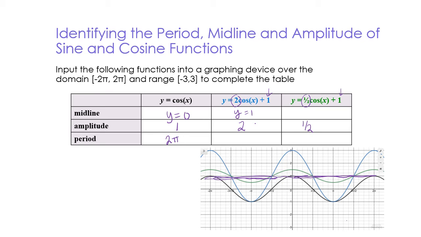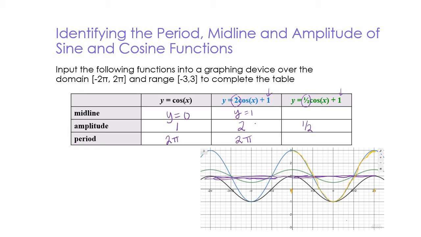Our period, so when does it start repeating itself? So we can see that this is a full cycle starting there and ending here. And then it starts repeating, so that length is from 0 to 2 pi, so our period is still 2 pi. So the period has not changed.